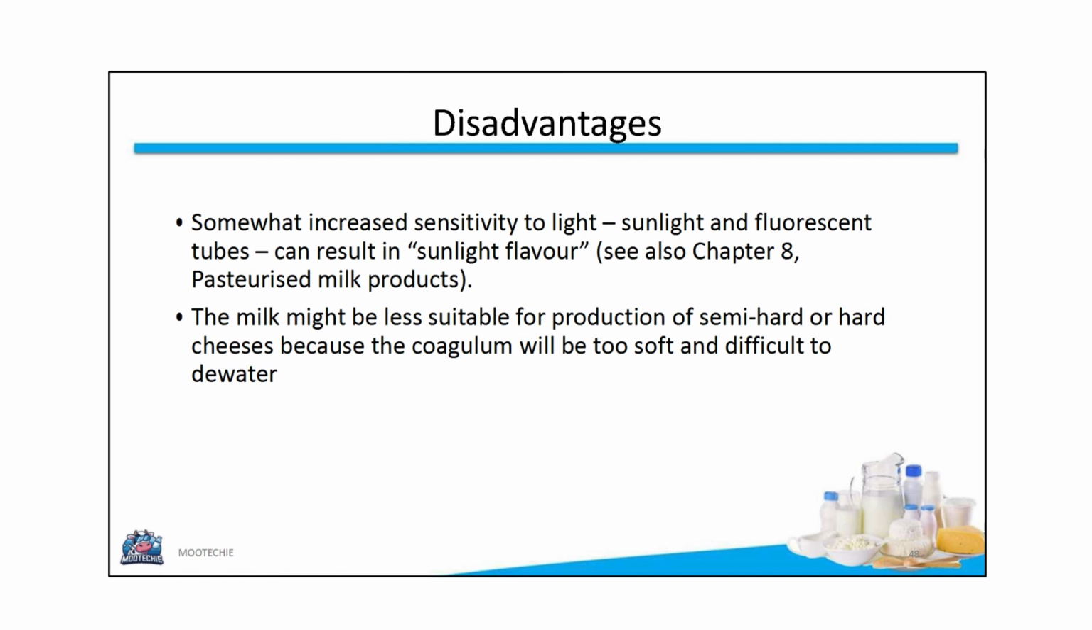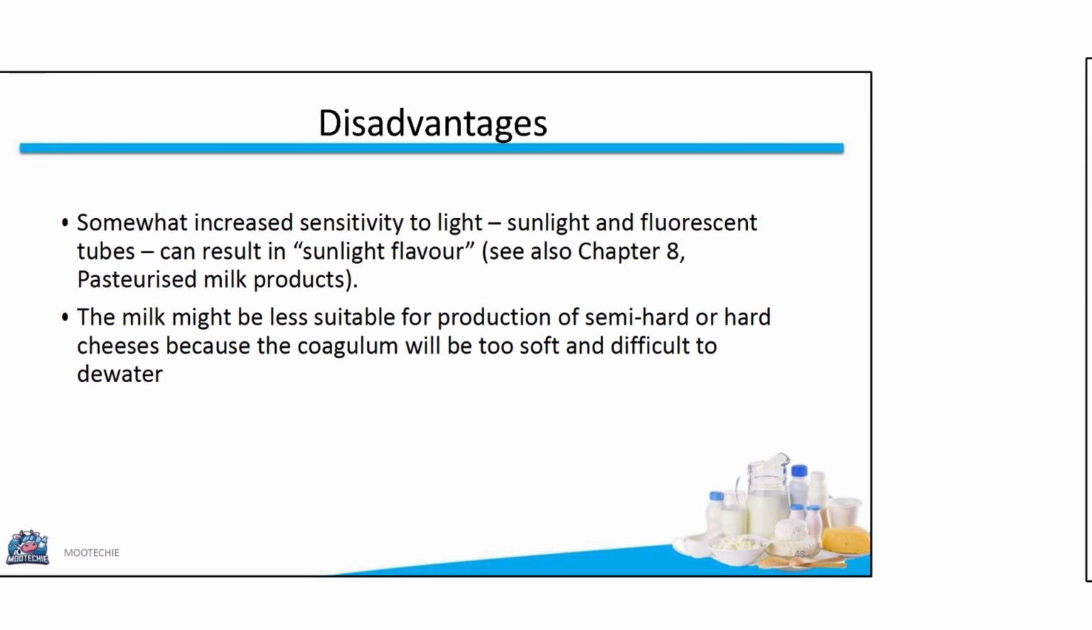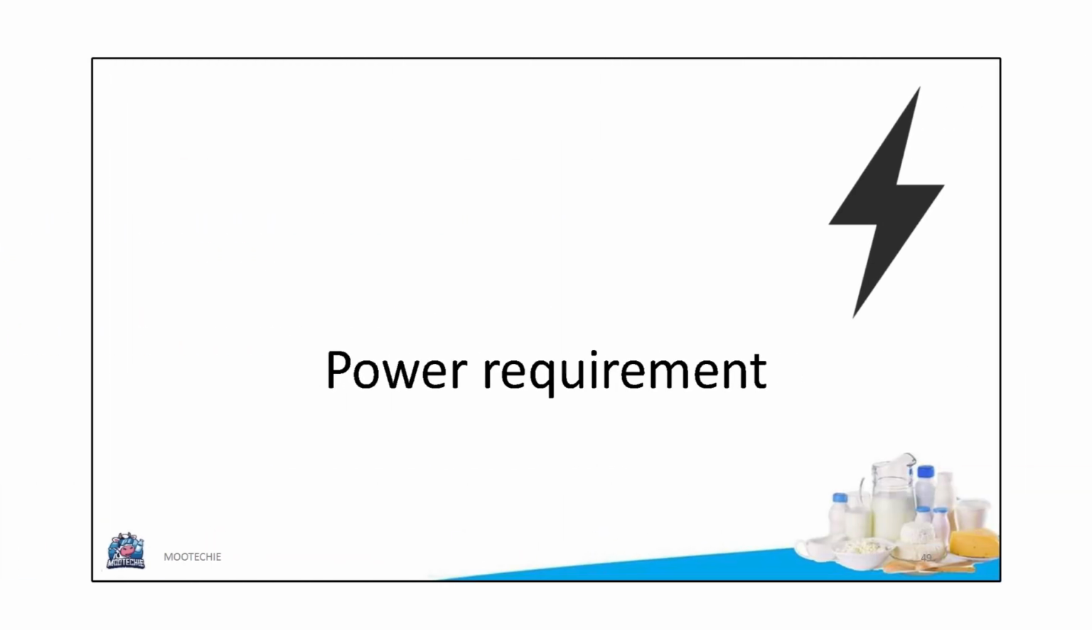However, there are some disadvantages. Homogenized milk is somewhat more sensitive to light, both sunlight and fluorescent tubes, which can result in a sunlight flavor. It might also be less suitable for the production of semi-hard or hard cheeses, because the coagulum becomes too soft and difficult to dewater. Now let's discuss the power requirement.